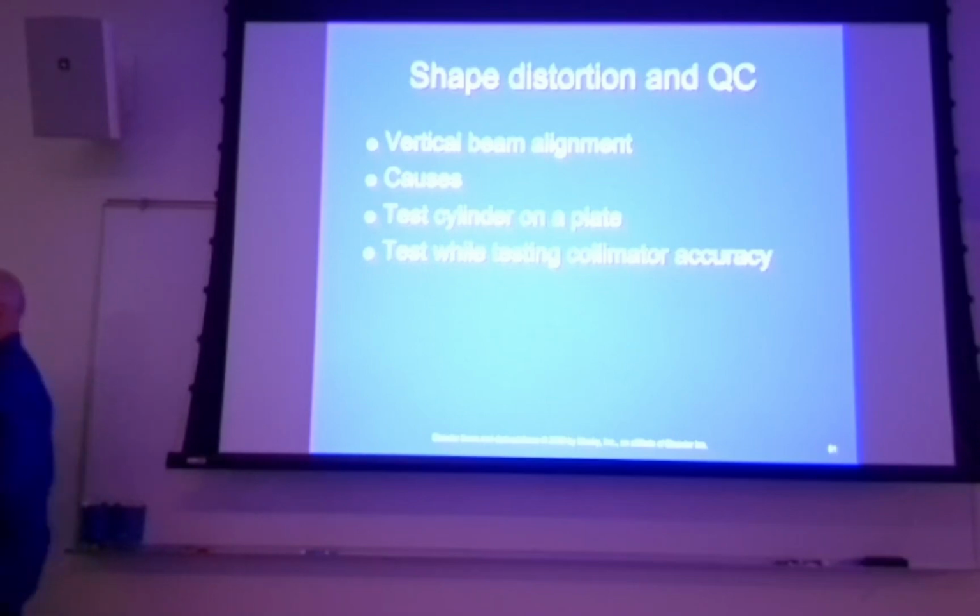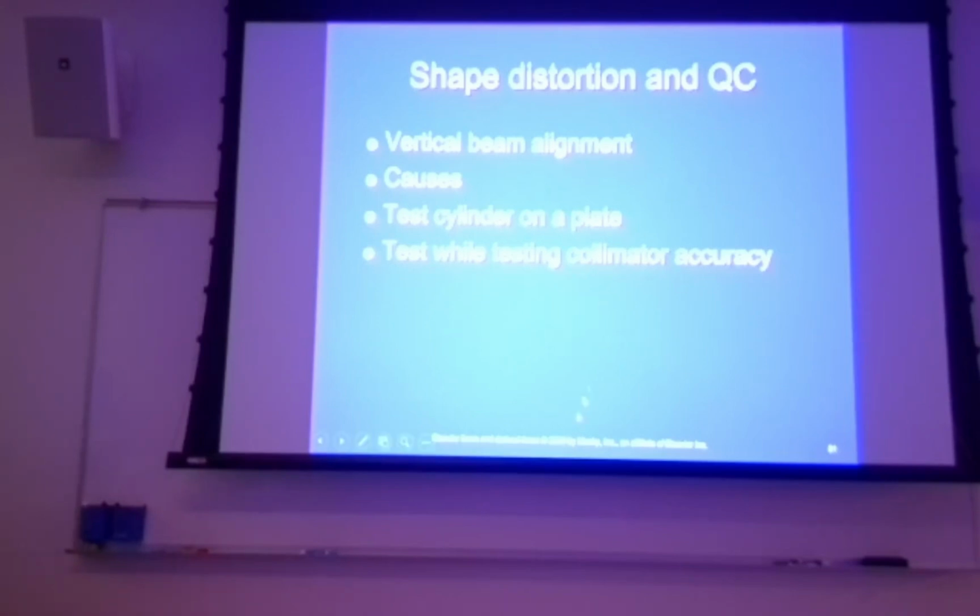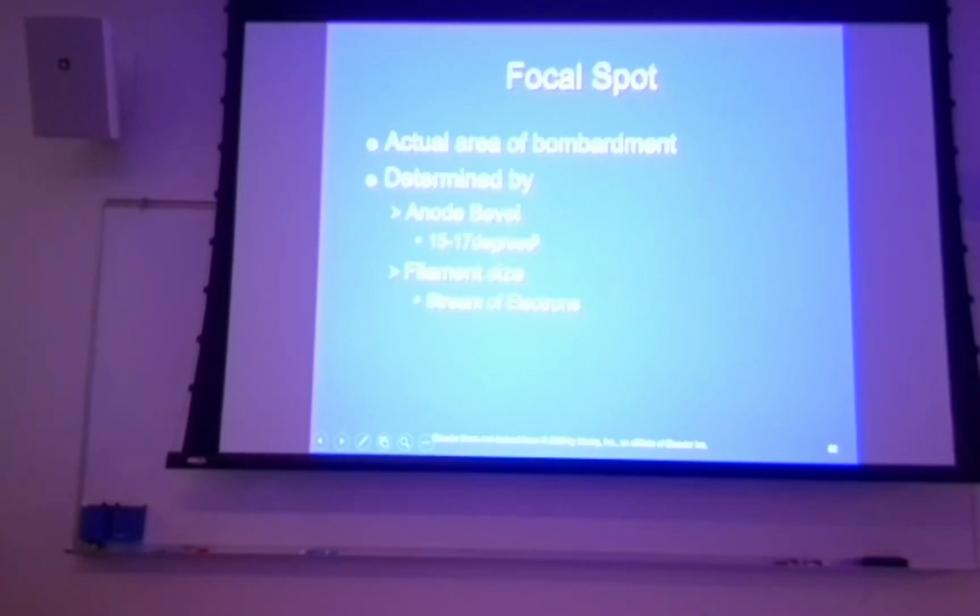So that's the test tool, and it's got to be within that second circle. And it seems like it's 2% of SID is what it should be. So focal spot, remember that the entire target, or the entire disc, is not the focal spot. The focal spot is the actual area of bombardment.